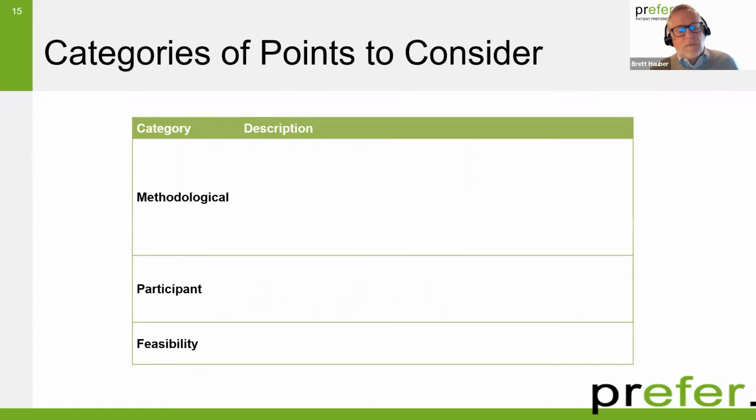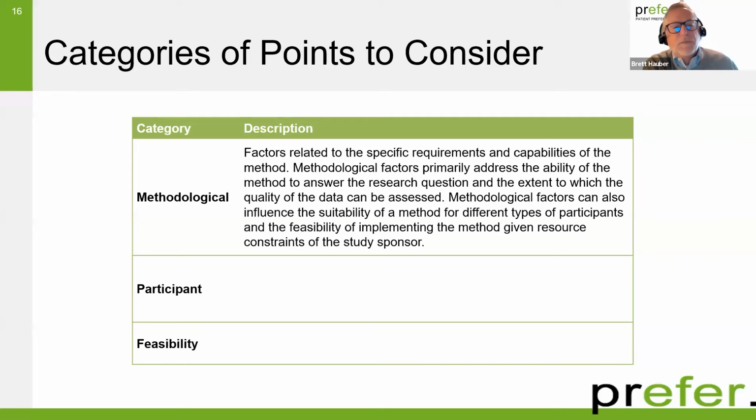Next. So with that in mind, for this purpose, we organize the points to consider for method selection into 3 categories: methodological, participant, and feasibility. Next. Methodological factors are those describing the specific requirements and capabilities of the preference elicitation method itself. These factors specifically address the ability of the method to answer the research question, and we'll go into those in greater detail in a moment.